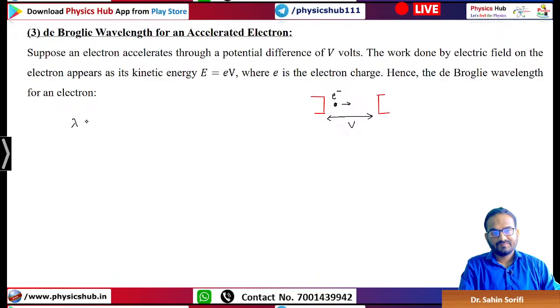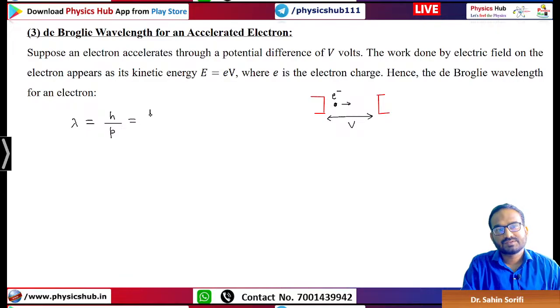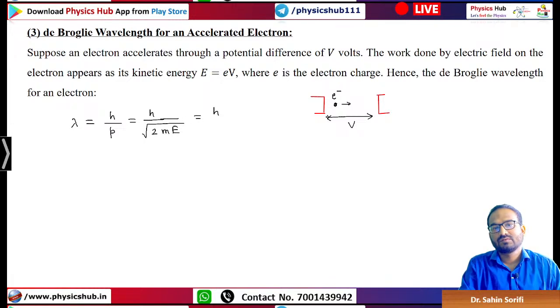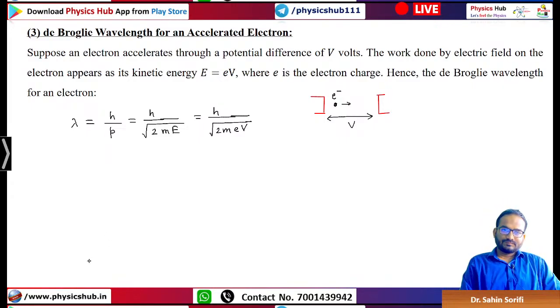Same, lambda is equal to h by p, so lambda is equal to h by square root of twice m E. Now what is E? E is the energy acquired by the electron by the application of this potential difference. So it becomes h by square root of twice m eV, right?